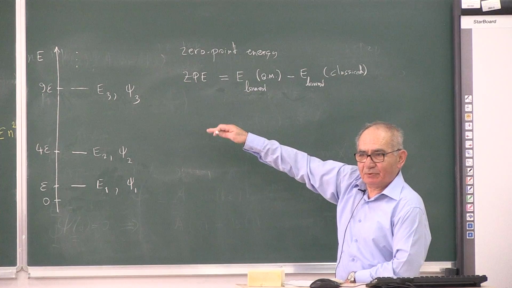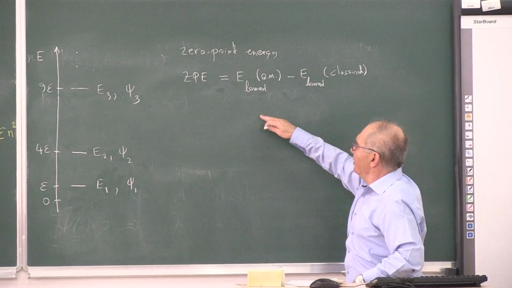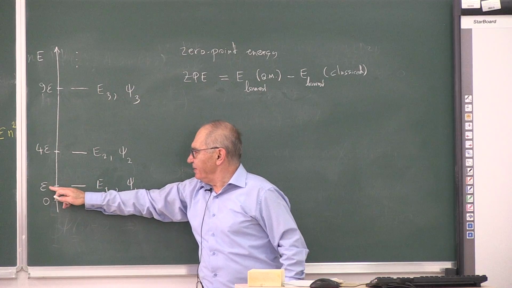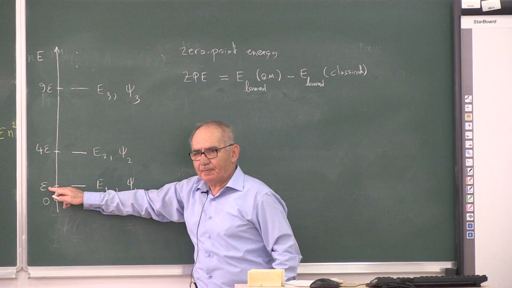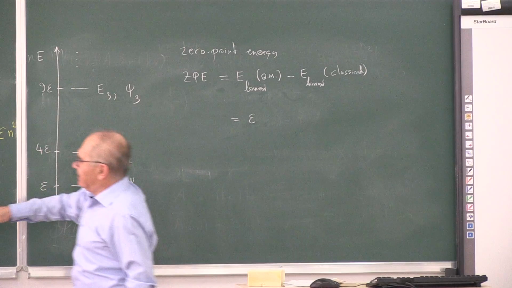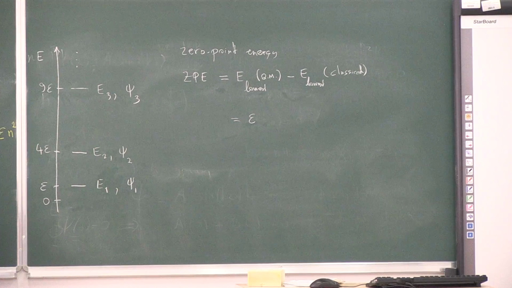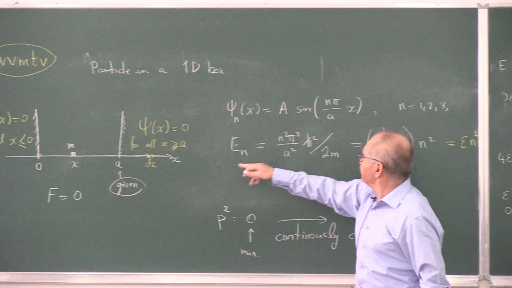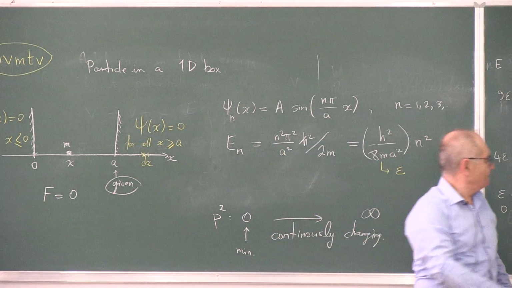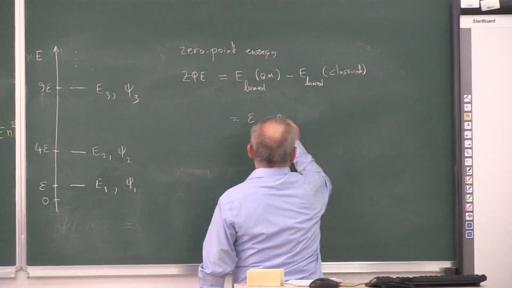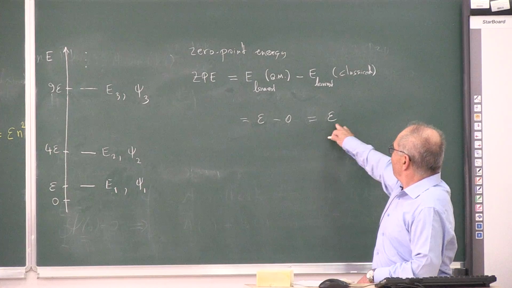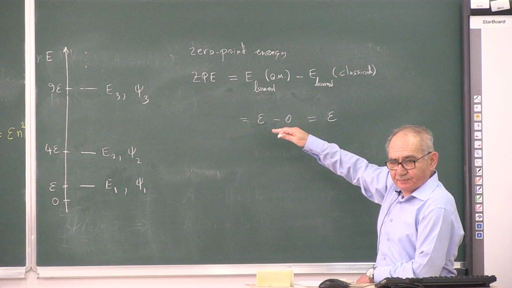Let us now apply it to this problem. The lowest quantum mechanical energy is E1, and it is equal to epsilon. The lowest classically expected value is when p squared is 0, then the classical energy will be 0. So there is a non-zero value for the zero-point energy.